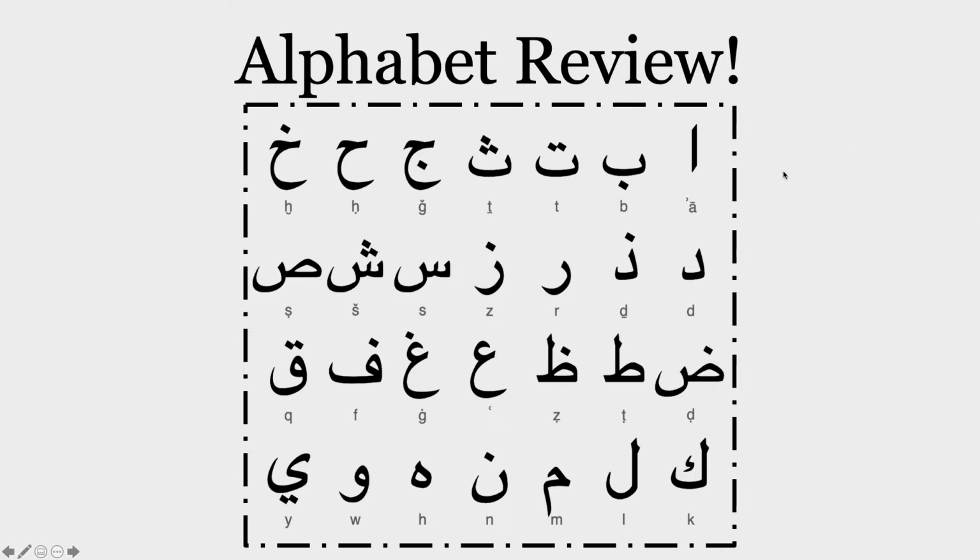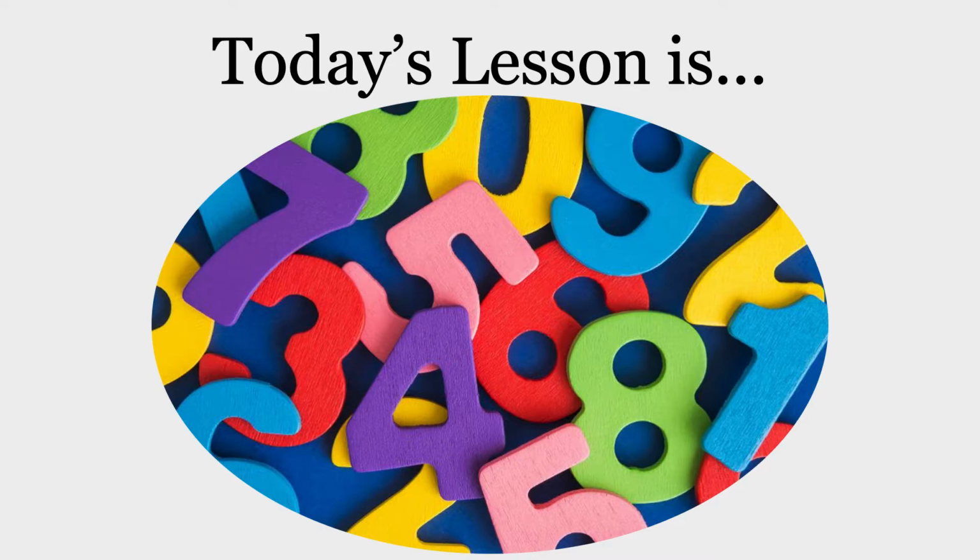But for this, I'll just go a, b, t, th, j, h, ch, d, v, ra, z, s, sh, so, do, to, to, عين غ ف ق ك ل م n h w y. So pretty simple, but we're done with that. So we're going to move on.